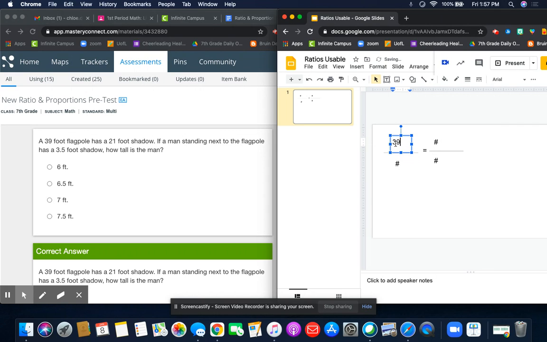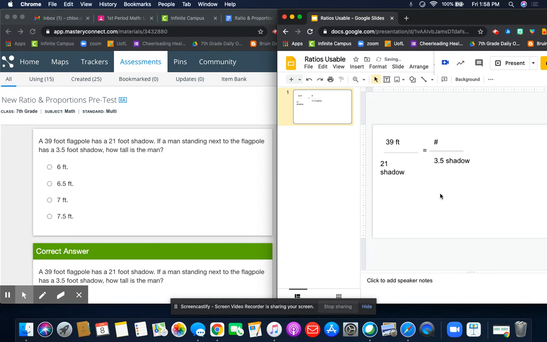It's a 49-foot flagpole. I'm going to put pole. So it's 49 feet tall for my flagpole, and I have a 21-foot shadow. All right, and then I have this man standing next to the flagpole, and he has a 3.5-foot shadow. Again, the reason I was trying to make sure my units were correct is because you always want them set up next to each other.